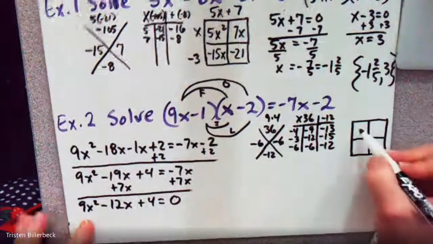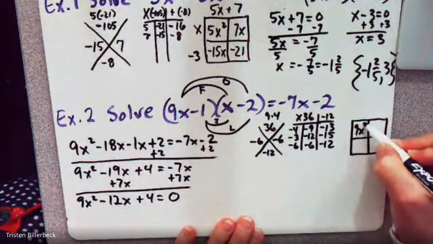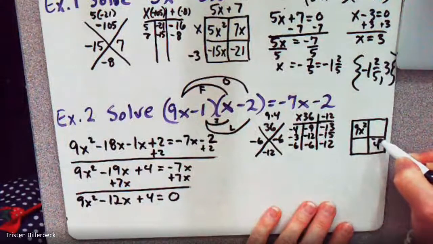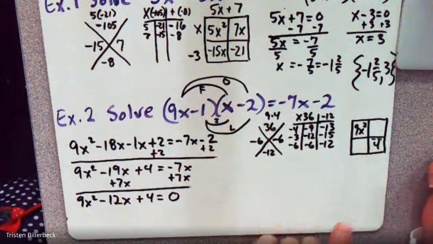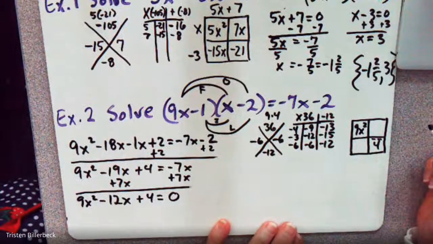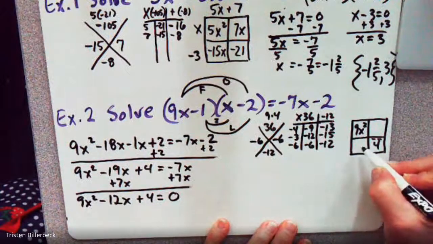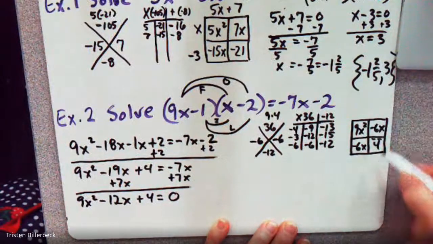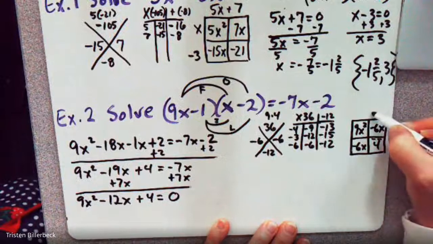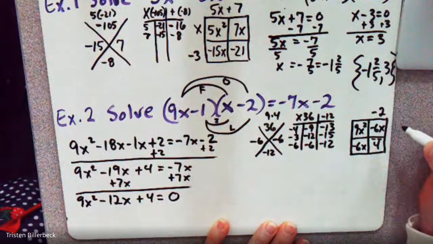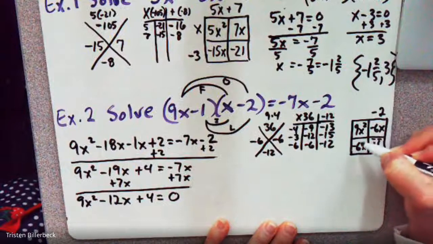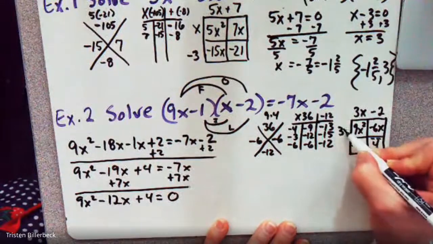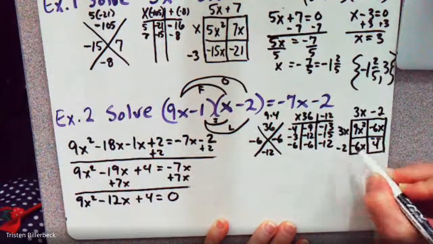Okay, so we put 9x squared right here and 4 here, and this 4 was made by a negative, so we have to note that there was a negative. Okay, so we have -6x and -6x here. So that gives us a greatest common factor here of -2. And then this greatest common factor is 3x. This is also 3x, and this is also -2.